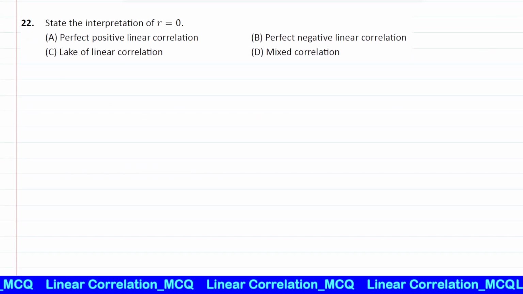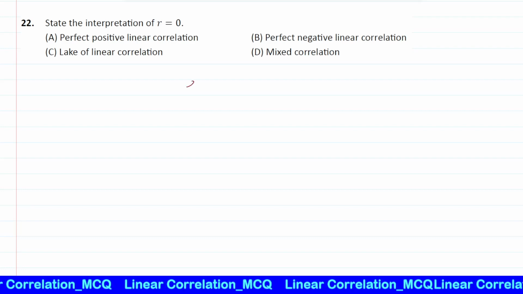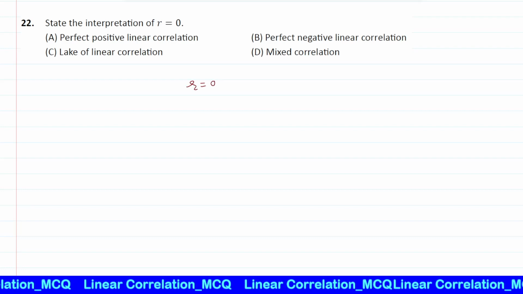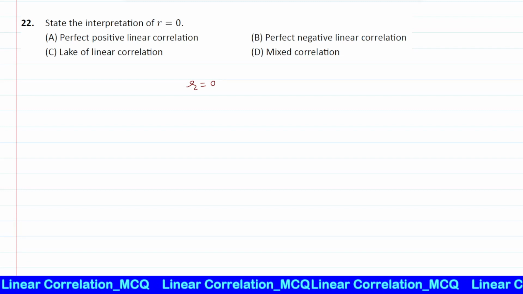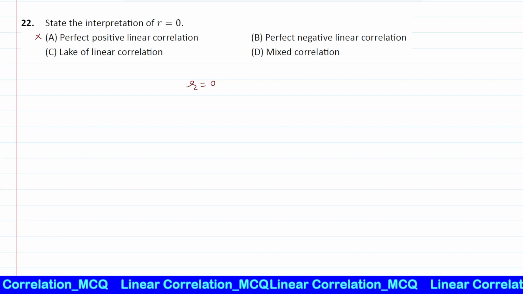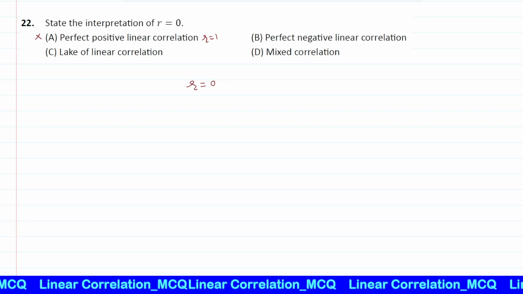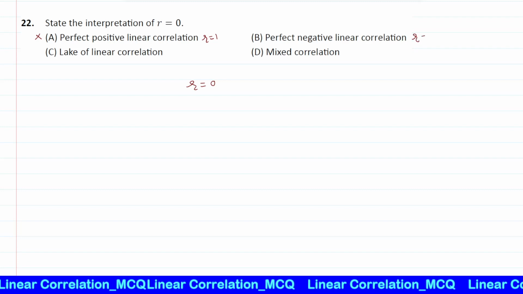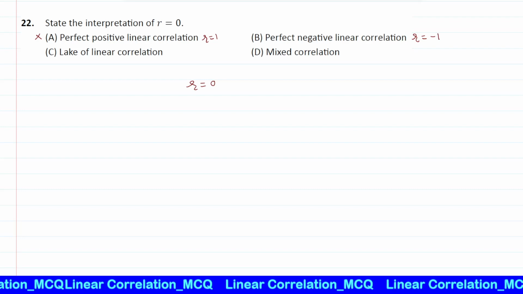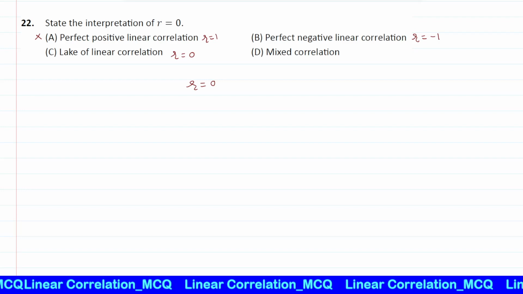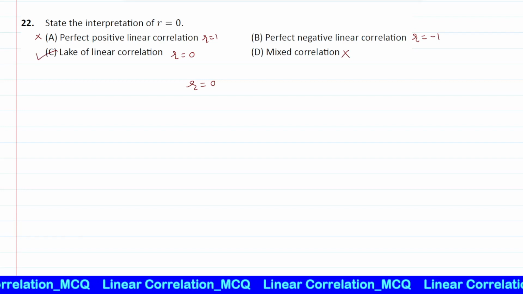Question 22. State the interpretation of R equal to 0. R equal to 0 means there is no relation between the two variables. The two variables are said to be independent. Perfect positive linear correlation is not possible. In case of perfect positive correlation, R equals 1. In case of perfect negative correlation, R equals minus 1. Lack of correlation means R equals 0. Mixed correlation is not a possible option. So lack of correlation, option C, is correct.